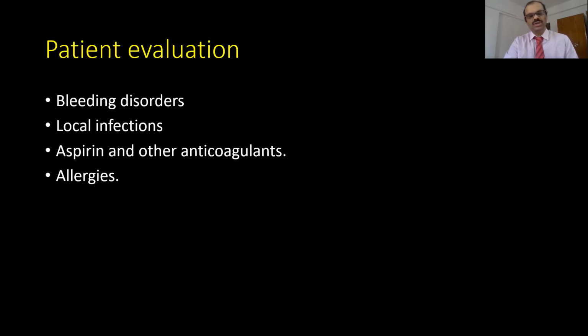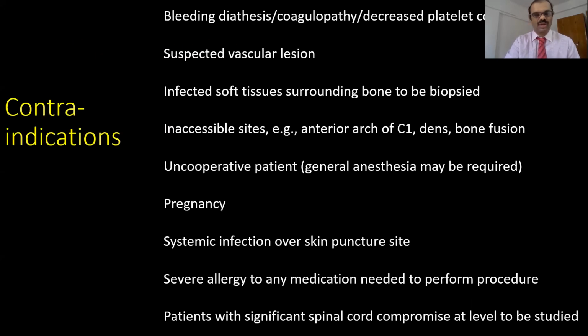Before any procedure, it is also essential to do a detailed patient evaluation. We need to look at bleeding disorders, allergy history, local infections, and if the patient is taking some anticoagulant, it needs to be stopped well in advance. These are some of the contraindications: bleeding disorders, local infections, uncooperative patients, pregnant patients, and systemic infection or infection over the skin puncture site. And then if the patient has a significant spinal cord compromise at the level to be studied, it is better to avoid.